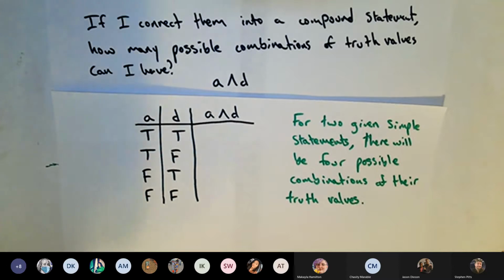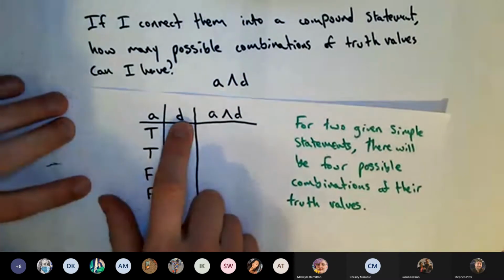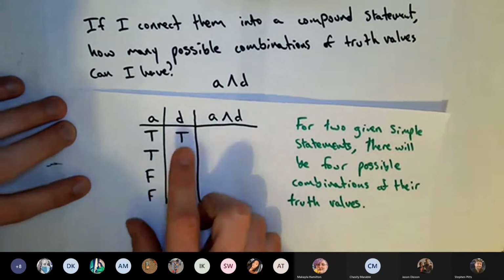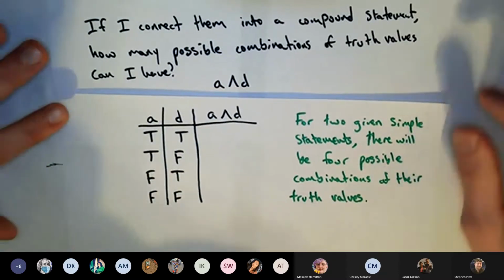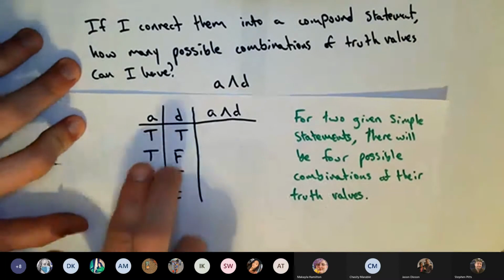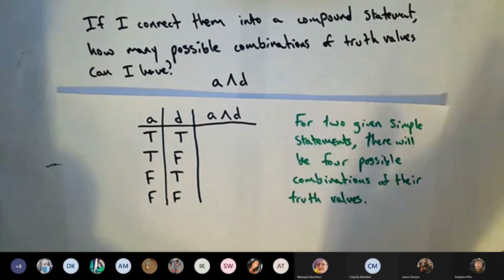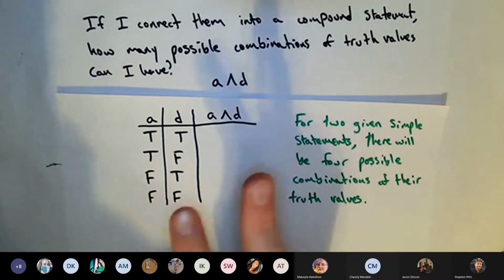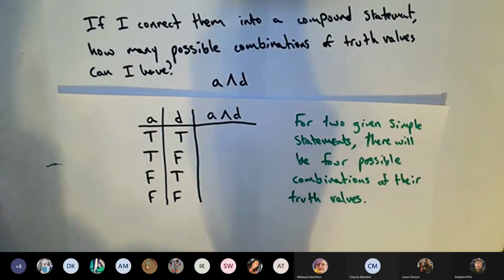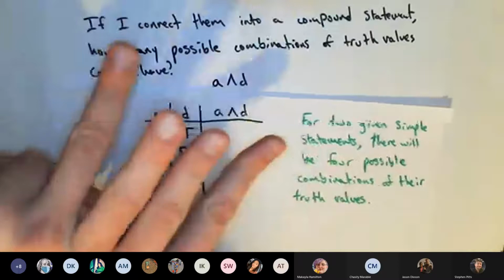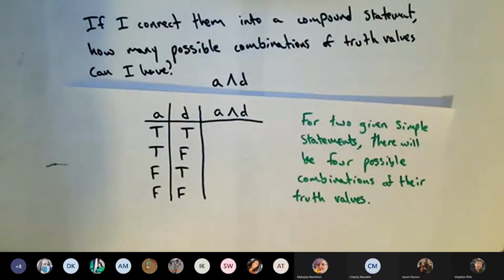Okay. And does that have anything to do with what A and D were defined as, today being Monday and it being sunny outside? No, it doesn't. They could be, you know, the cat is blue and the cat is red. It doesn't matter what the statements are. There's always going to be this many combinations, because any simple statement, as we defined it, is going to have 2 possible truth values. That means if you got 2 of those, then you're going to have 4 possible combinations.